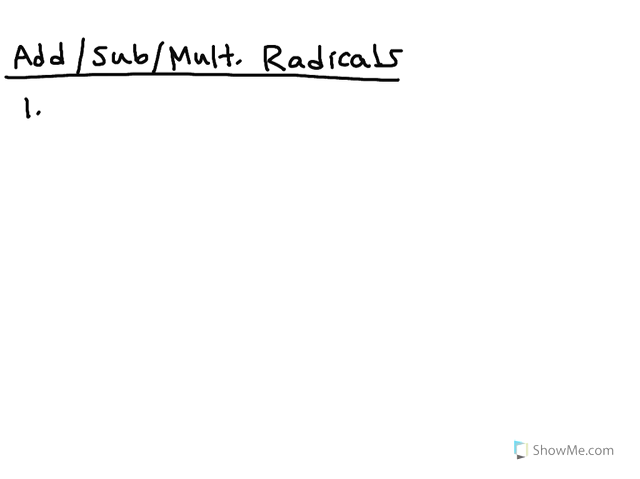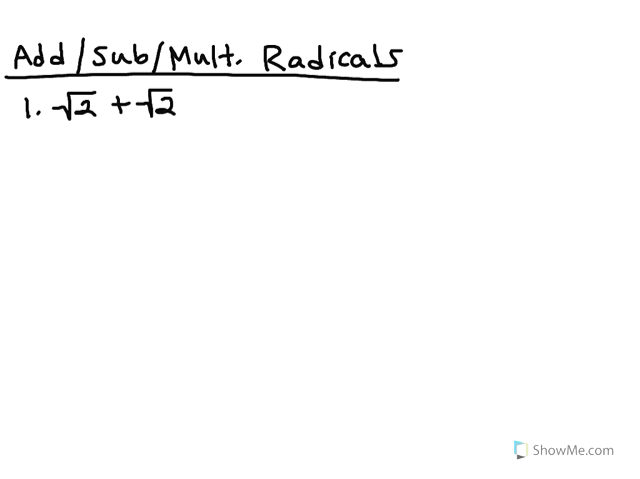This tutorial is going to show you how to add, subtract, and multiply radicals. The addition and subtraction of radicals have the same properties, so we're going to take those two in the same stride. But let's take a look at a very simple problem first. Number 1 is the square root of 2 plus the square root of 2.